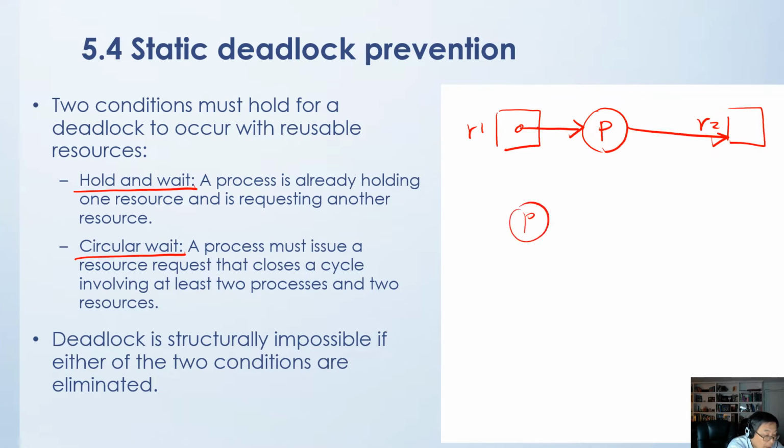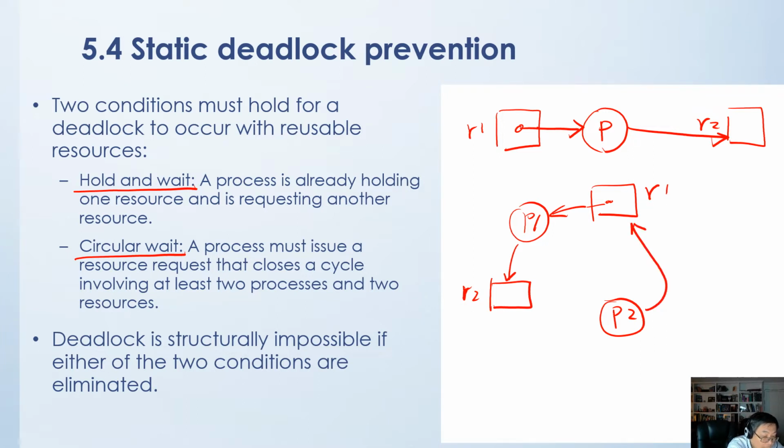Let's say it is currently holding a resource, and then requests another resource. And then there's another process. That's P1, and that's P2. Now this one requests that resource, but it's currently holding that resource. This actually creates a closed circle. That's a recipe for deadlock. So deadlock is structurally impossible if either of the two conditions is eliminated.